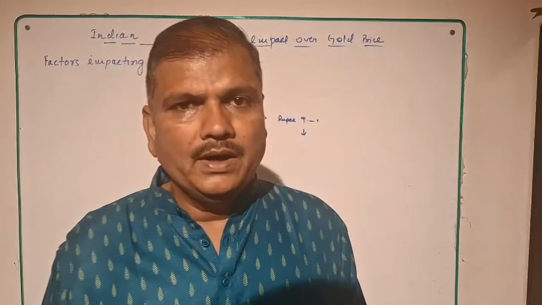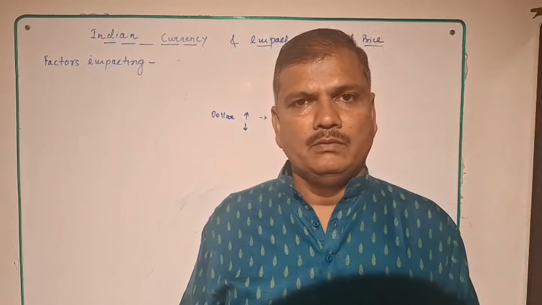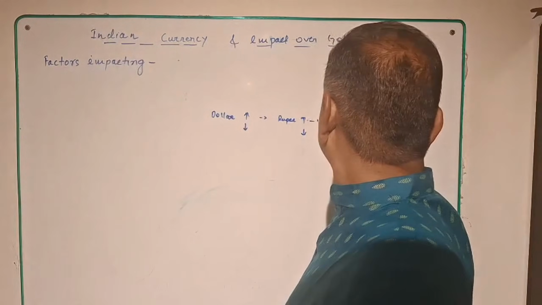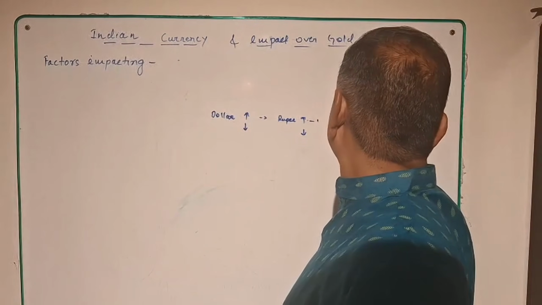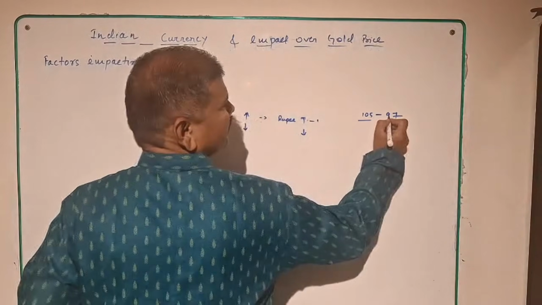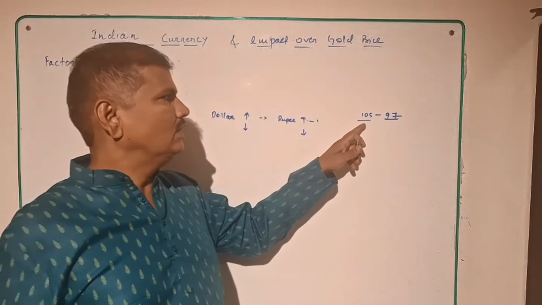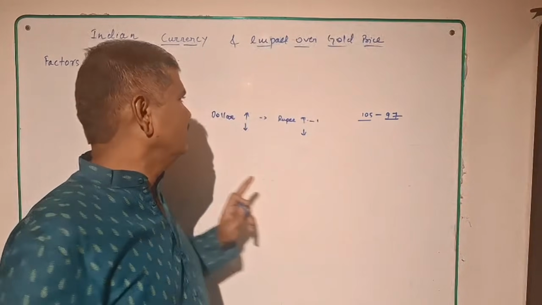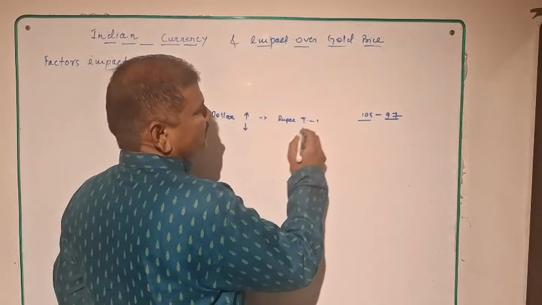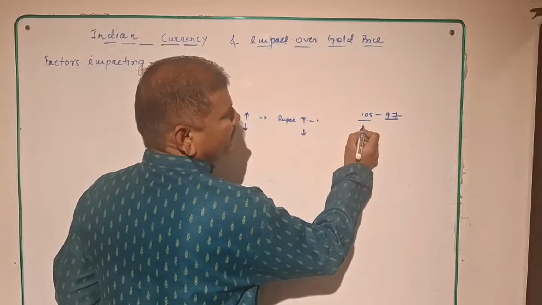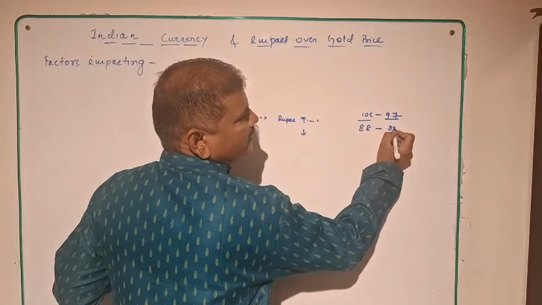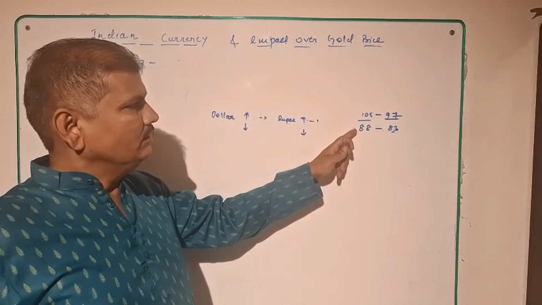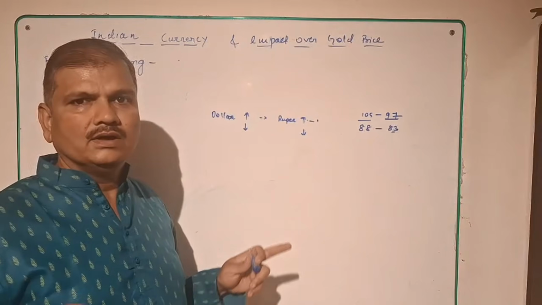What happened during the last 1 or 2 weeks, which we have seen in the market, is that the dollar suddenly depreciated from a level of 105 to 97. This is how the dollar depreciated in 2 weeks from 105 to 97. So when the dollar depreciated, based on the relationship of dollar and rupee, the rupee appreciated from 88 to 83. And because of this, we have seen a special scenario in the gold price.